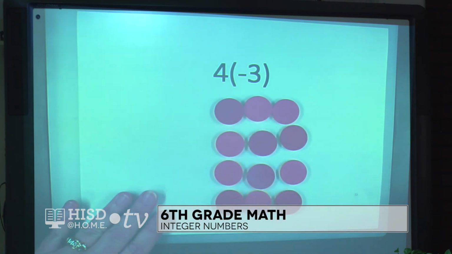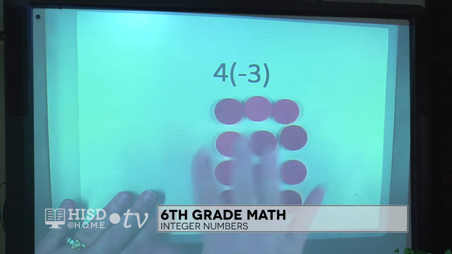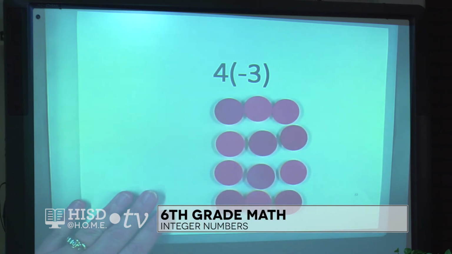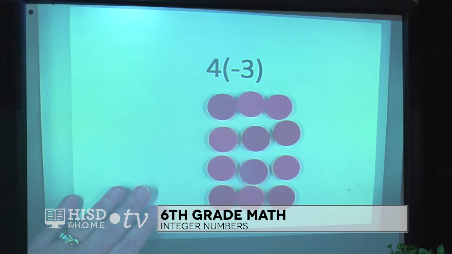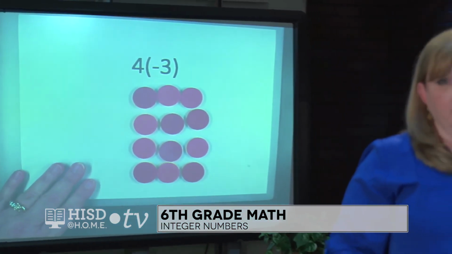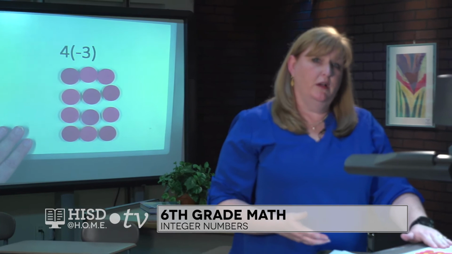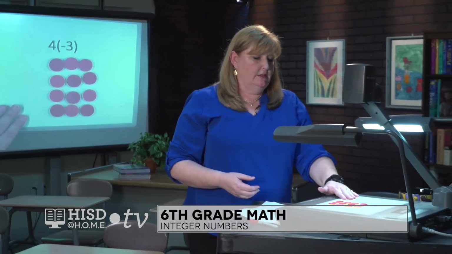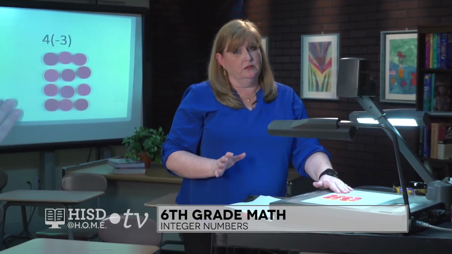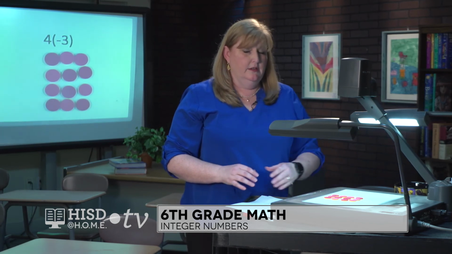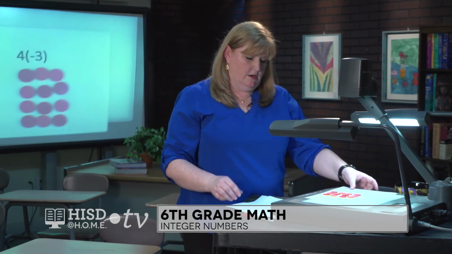4 times negative 3, if you notice, and I count them all, I have 12. But they're on the red side, so that's negative 12. So 4 groups of negative 3, or 4 times negative 3, yields negative 12. All right, so see, that was already a little more difficult than what we've been doing. Now I'm going to make it a little bit harder.